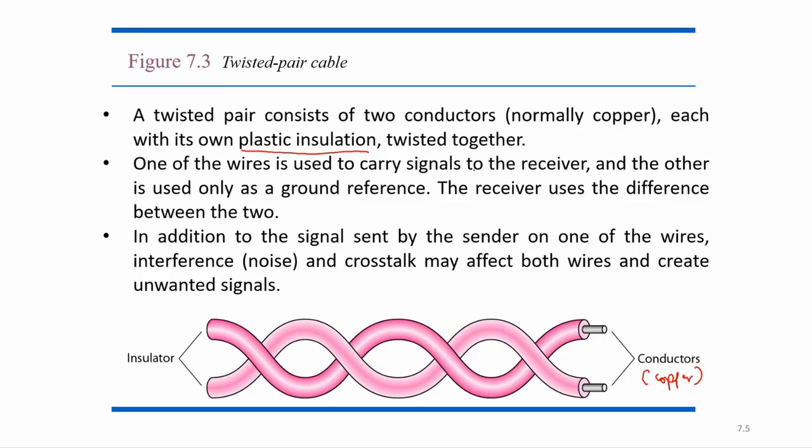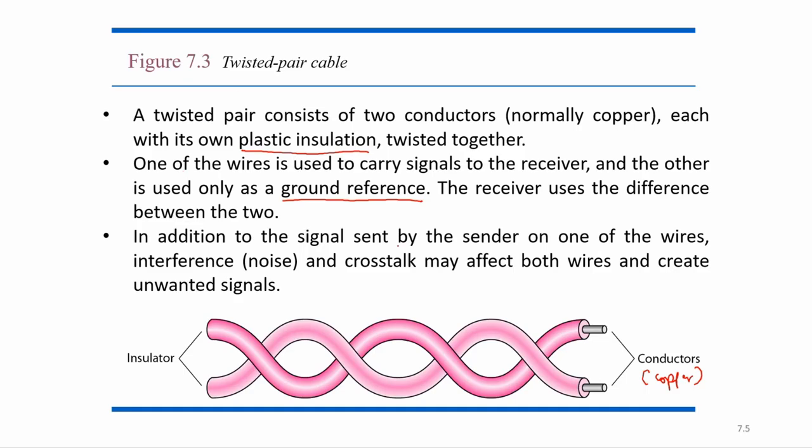One of the wires is used to carry the signal to the receiver, and the other is used only as a ground reference. So here two wires are there: one will be used as a ground, and one will be carrying the signal. The receiver uses the difference between the two. So one is connected to 0, and the other has the message signal or the data in the form of an electrical signal. By taking the difference of these two signals at the receiver side, it obtains the same signal that is sent from the sender.